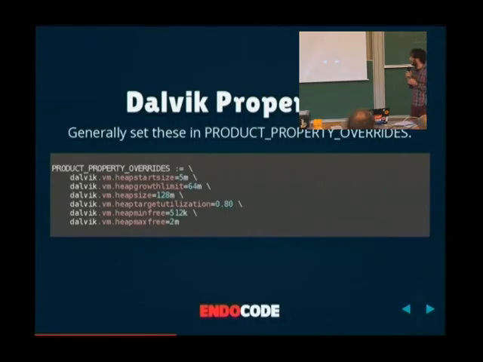this increased heap size. And the next one is heap target utilization, which is what the garbage collection routine uses for knowing when to do garbage collection. And it's clipped to 0.8, so if you put more, it will be 0.8 anyway. And the last two, heap min free and heap max free: min free is the minimum amount of memory that has to be free, so if you go below that, it will grow the heap automatically, and max free is the opposite.